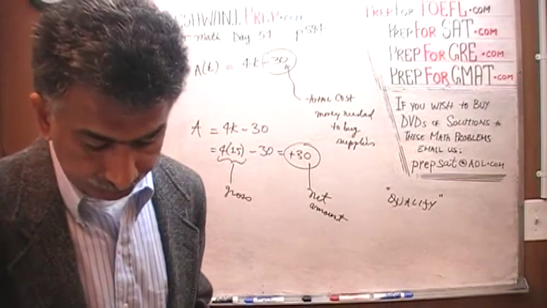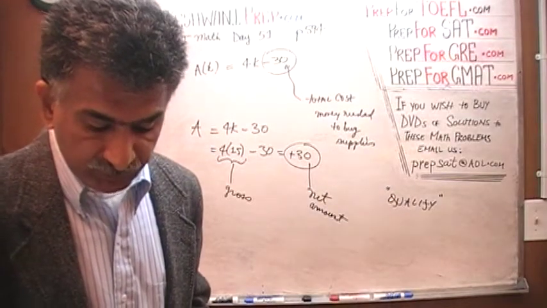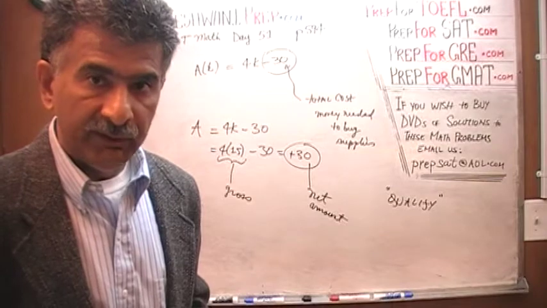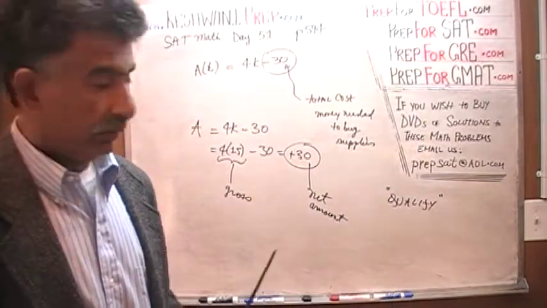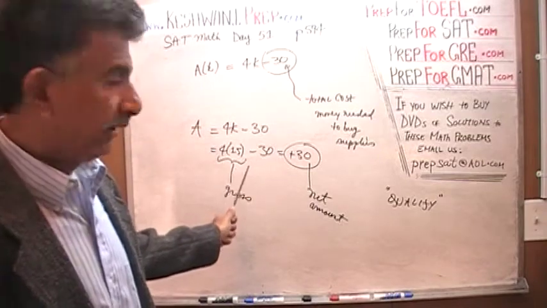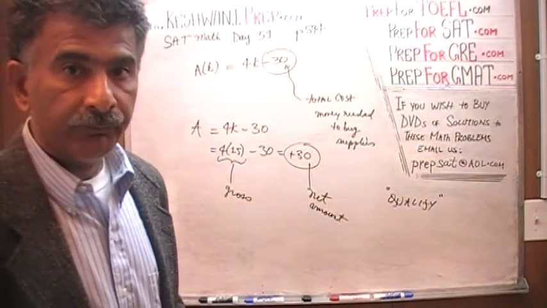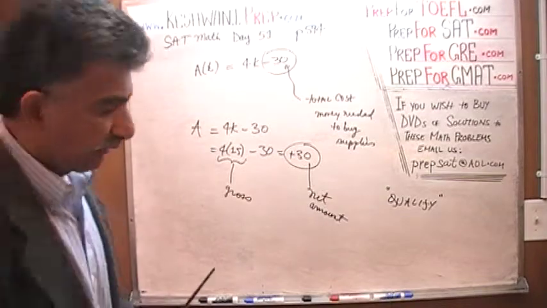The question was, if the group washed 15 cars, what is the net amount they raised? The answer is, the net amount they will raise is $30. The gross amount they will have is $60, but then they have to subtract 30 for the supplies. That's all. Let's go to number 5.